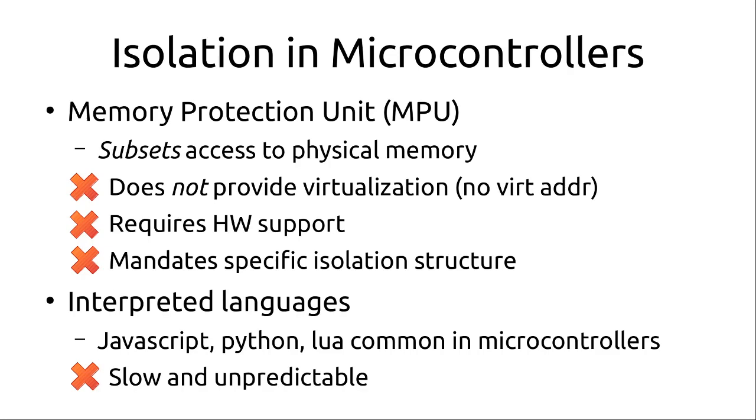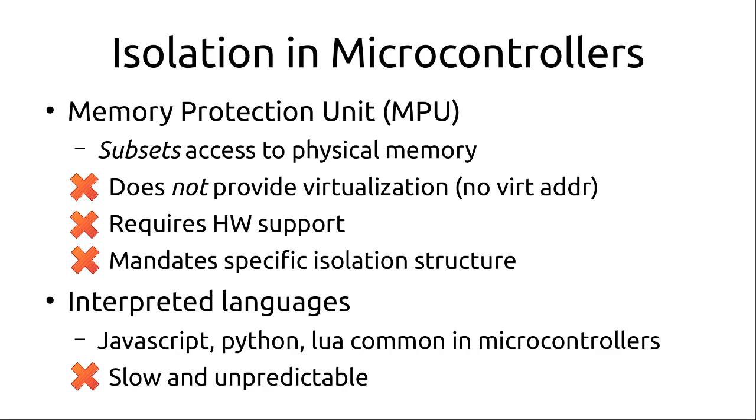However, isolation is very difficult in a lot of these systems. They might support some form of hardware-provided memory protection, usually in the form of a memory protection unit, an MPU, which is quite unlike an MMU that many of us are familiar with that provides virtualization. MPUs focus on subsetting access to physical memory. The downsides of MPUs are that they do not provide virtualization. They do not provide virtual addresses, so they are not nearly as flexible in many ways. Obviously, if you're relying on an MPU to provide isolation in your system, you're relying on that hardware support, which has a much higher probability of not being supported on microcontrollers than in normal systems.